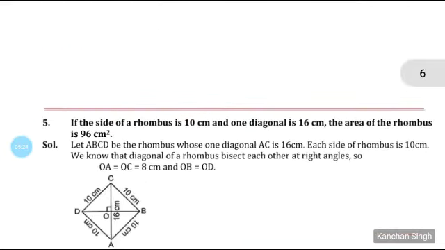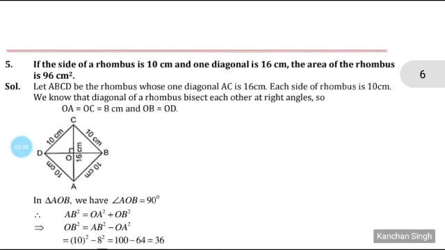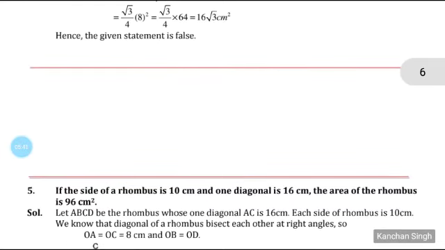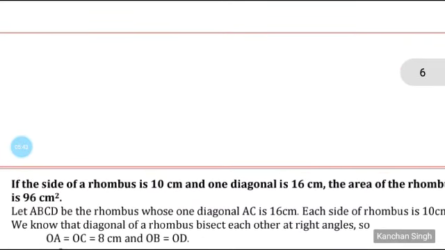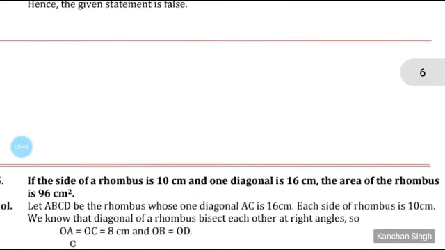Now see, this question also you have to solve. If the side of a rhombus is 10 cm and one diagonal is 16 cm, the area of the rhombus is 96 cm square. This is a homework part for you and you have to solve this by yourself.